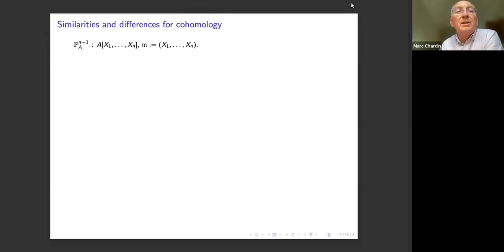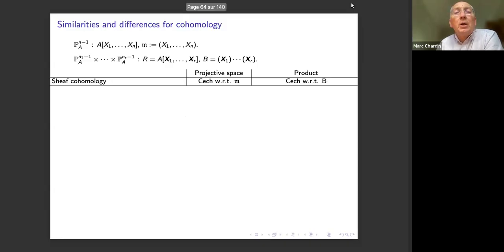Okay. So now, maybe I'll finish this first part by quoting some similarities and differences for cohomology between the usual case, Pn minus 1, and the case where you have products. Okay. So the first thing is that if you look at sheaf cohomology, we have seen that for the projective space you take the one relative to M, and for the other one we take the one relative to B, which is just an extension. You take the ideal generated by variables of multi-degree 1, 1, 1.